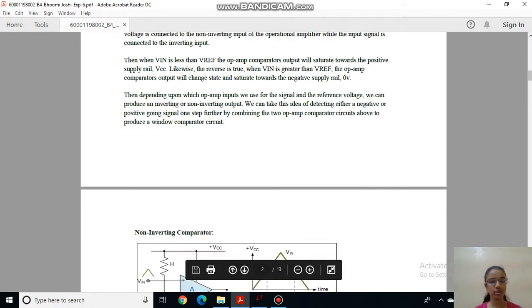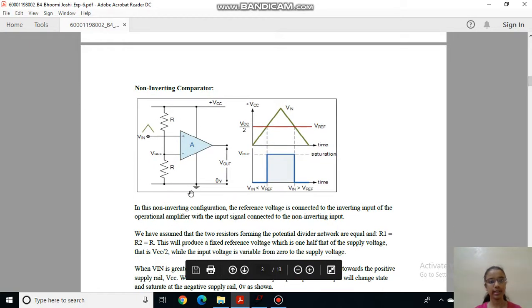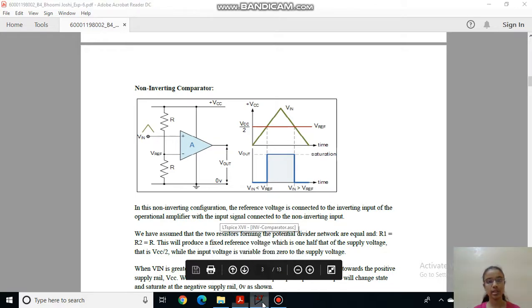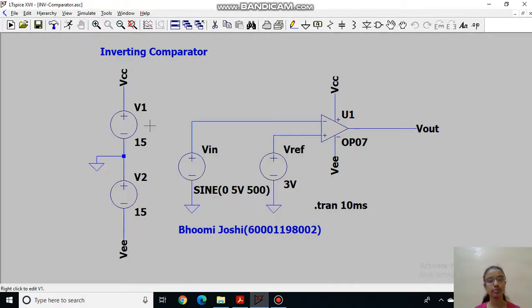So similarly, for non-inverting comparator, this is the circuit. As you can see, input voltage is applied to the non-inverting terminal and reference voltage is applied to the inverting terminal. So in this case, whenever input voltage is less than reference voltage, we will get output as negative saturation level, and whenever input voltage is greater than reference voltage, then we will get positive saturation level. So now let us see the schematic and output waveform.